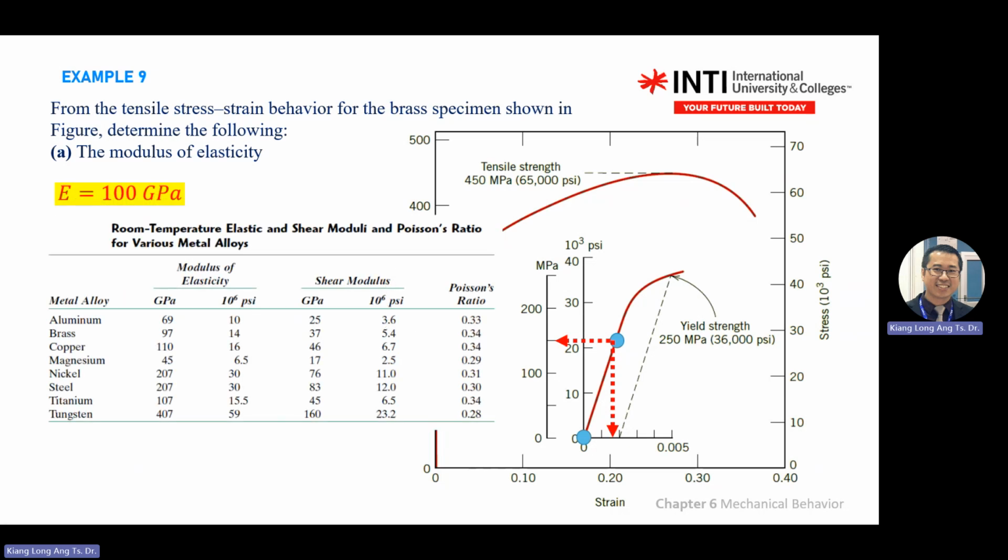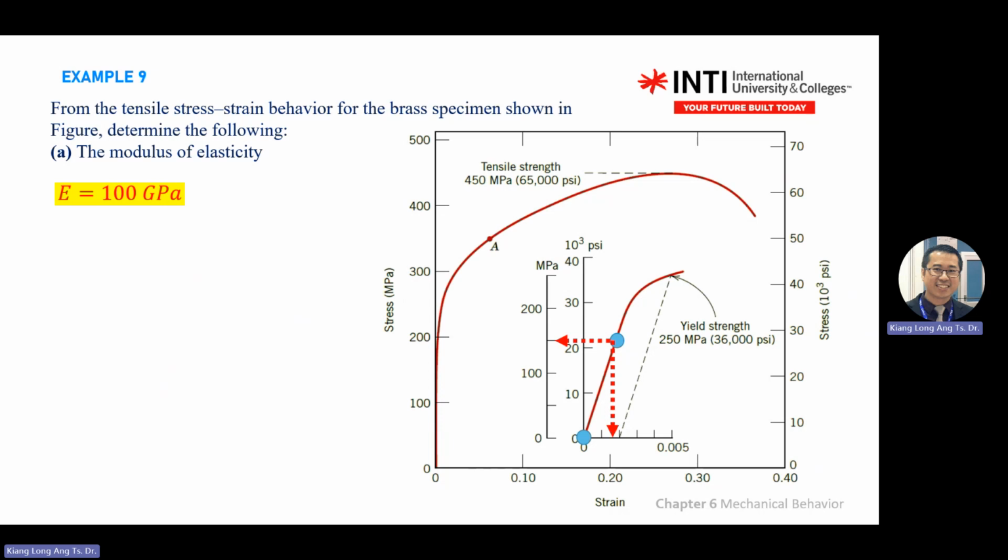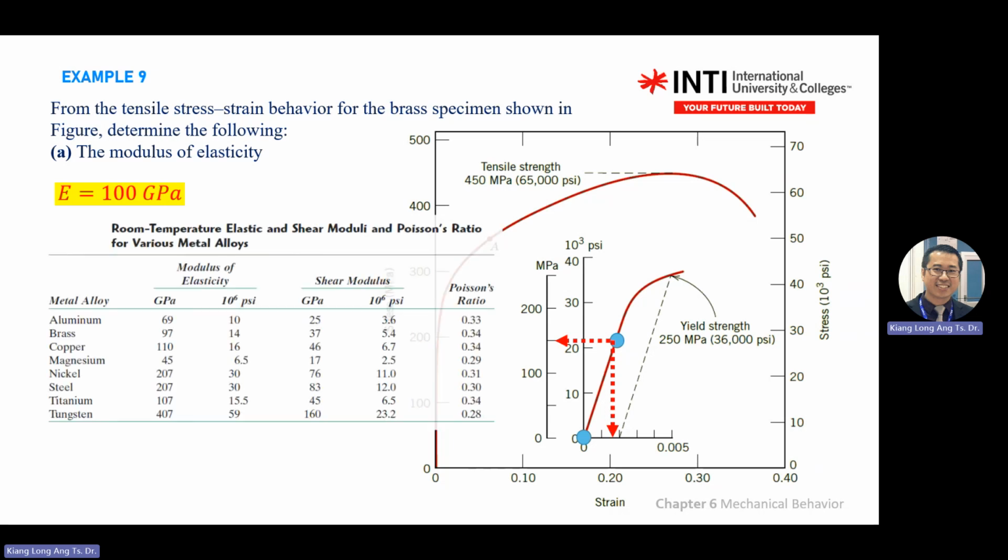Okay, second one. From here, this question extends, and you'll see one table in the question. From this table, estimate which metal alloy this graph belongs to. So E is this one, 100. Based on the estimate, it can be brass, it can be copper, it can be titanium.